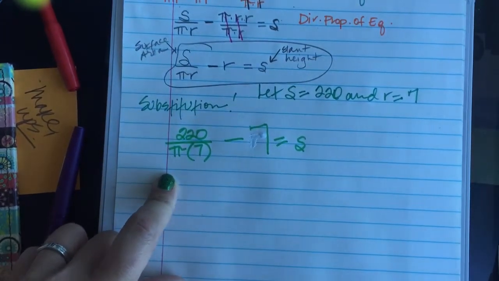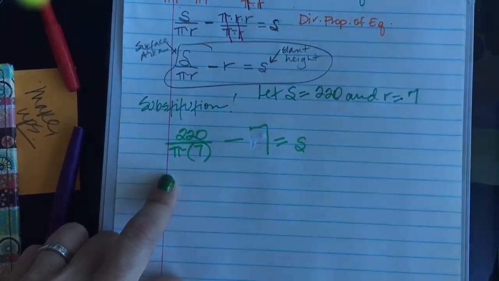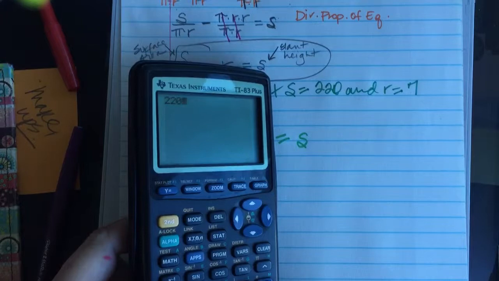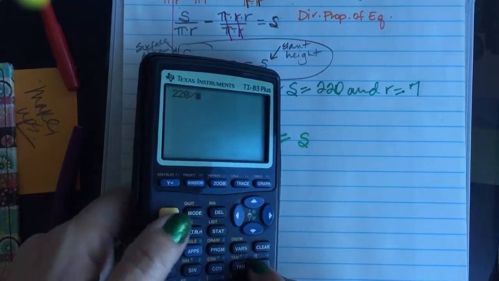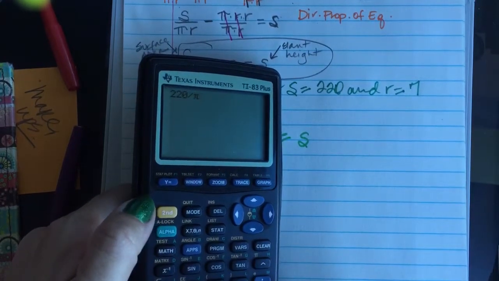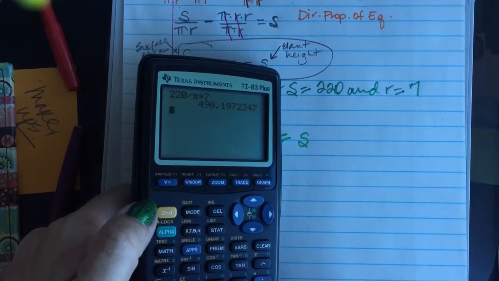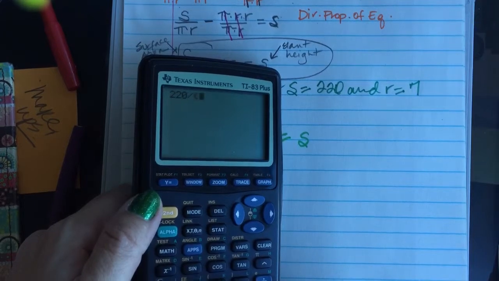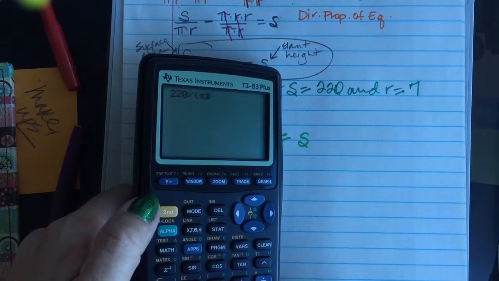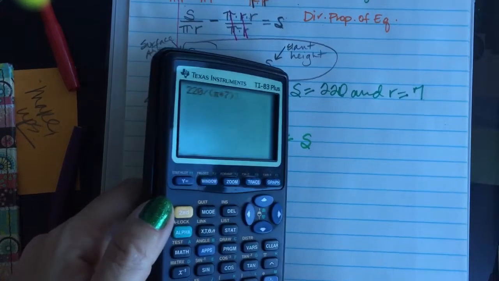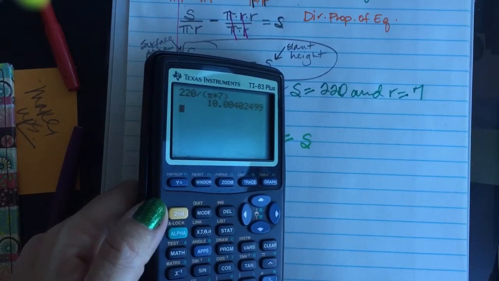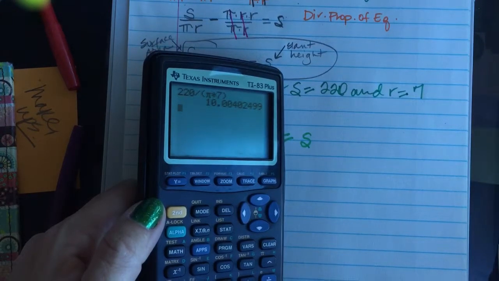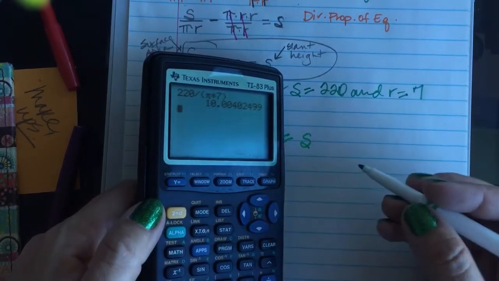You'll find the pi key above the caret. So 220 divided by, and then above the caret is pi times 7. Well, that's not right. Let me put parentheses around the bottom. 220 divided by, heads up, pi times 7 needs to be in parentheses on the bottom. Oh, it's about 10. It's about 10.004. I'm going to actually put that in. Nah, I don't think I need to.